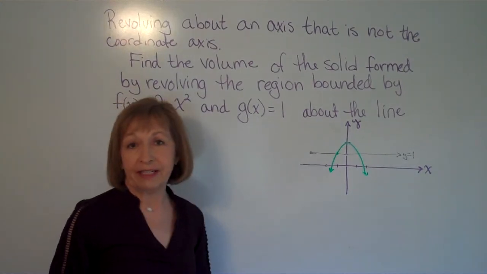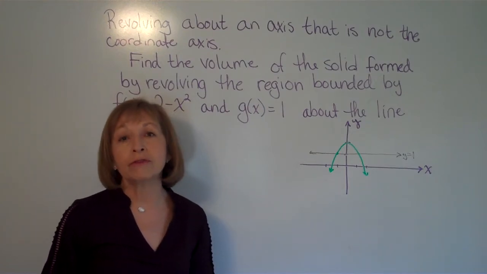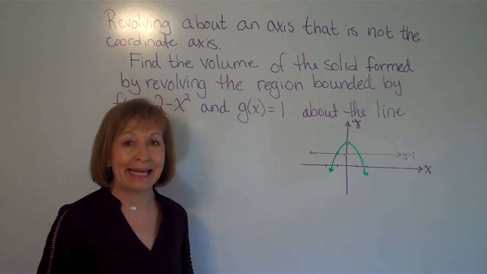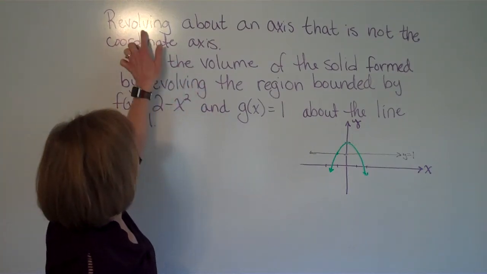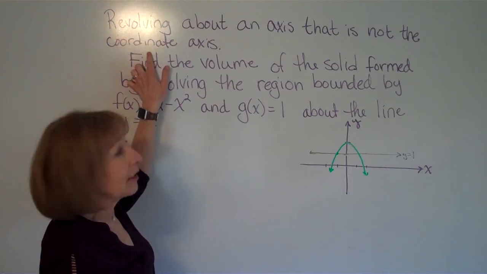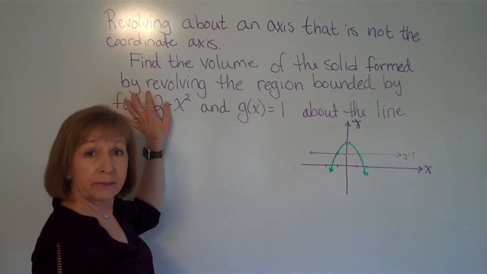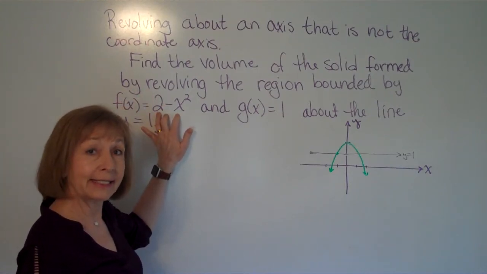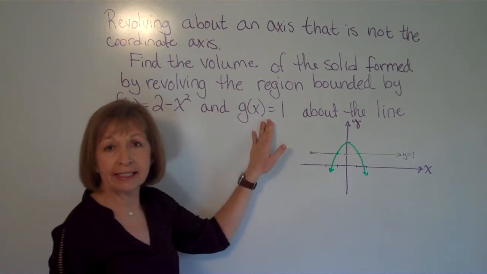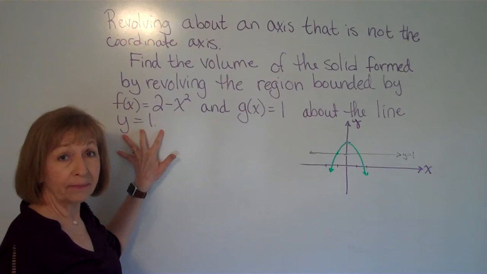What I'd like to show you in this video is how to find the volume of a solid of revolution if it's revolved around an axis that's not the x or the y-axis, but another line. So here, revolving about an axis that's not a coordinate axis. Find the volume of the solid formed by revolving the region bounded by f of x equals 2 minus x squared and g of x is equal to 1 about the line y equal 1.